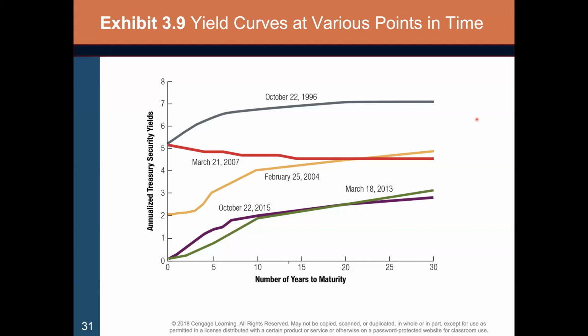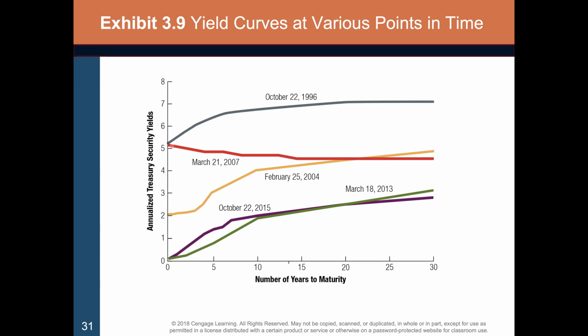Okay, this slide shows us yield curves at various points in time. So each curve represents the yield curve on a specific date. So on October 22nd, 1996, we can see we have a normal upward sloping yield curve. Our shorter term maturities were in the 5 to 6% range, and our longer term maturities were between the 6 and 7% range. So you can see that sloping up. These others are sloping up, but you can see October 22nd, 2015, it's fairly flat on the shorter term maturities, and then it jumps up for the longer term maturities.